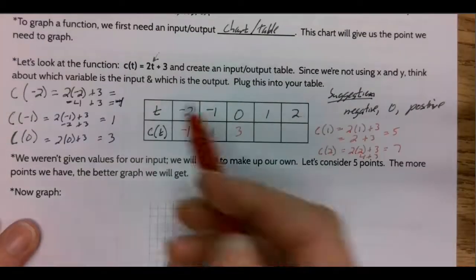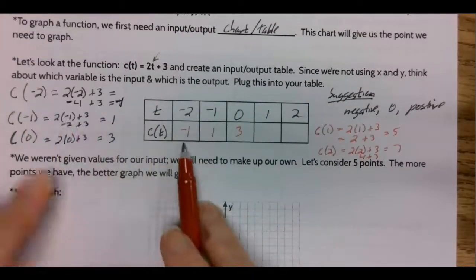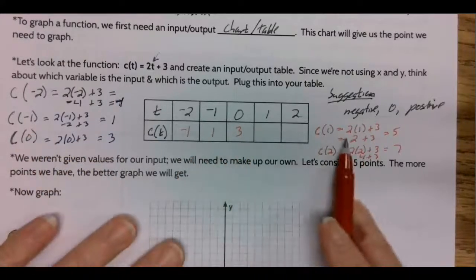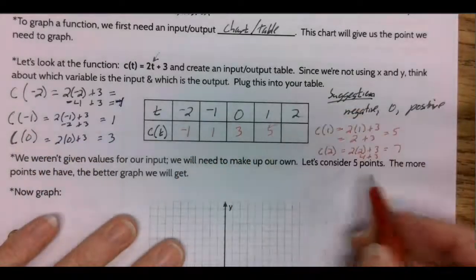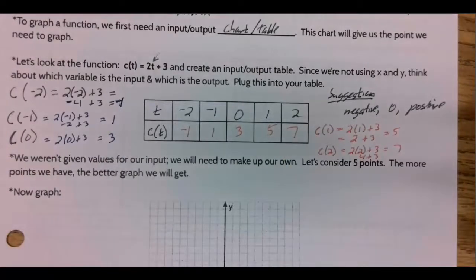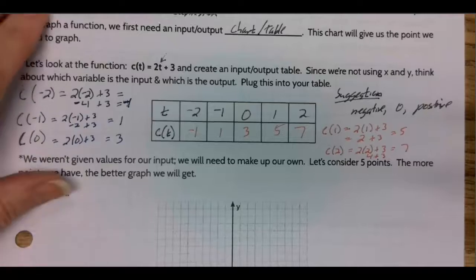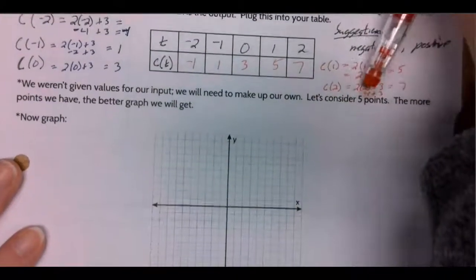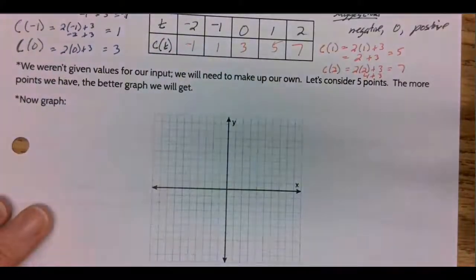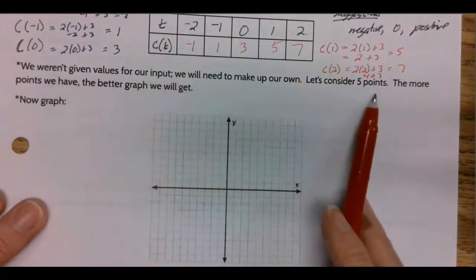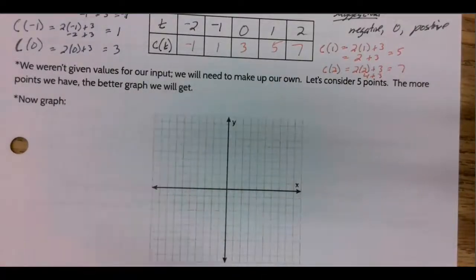After plugging all the values in, we found out that c of -2 was -1, c of -1 was 1, c of 0 was 3, c of 1 was 5, and c of 2 is 7. If you ever get to a point where you're going, wait, that was too fast, just pause your screen. Go through and look at the work. Not a problem. You're always welcome to pause it. You're the one doing it. You get to control it. You're kind of like the input. Okay, we weren't given values for input. We might need to make up our own. Consider 5 points. The more points we have, the better. Oh, I already said that.